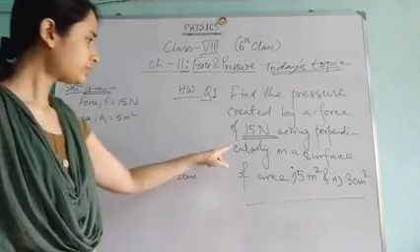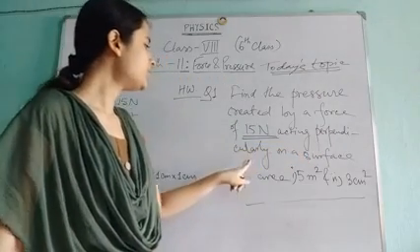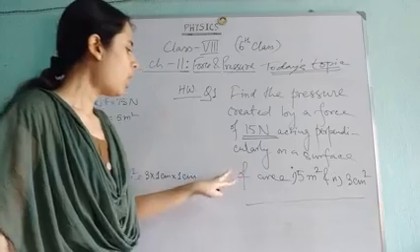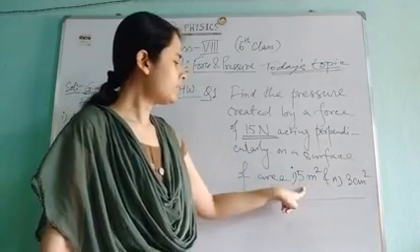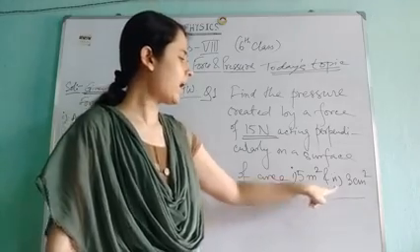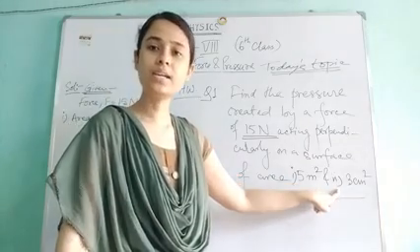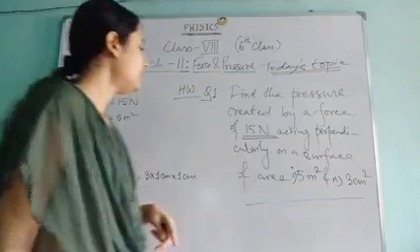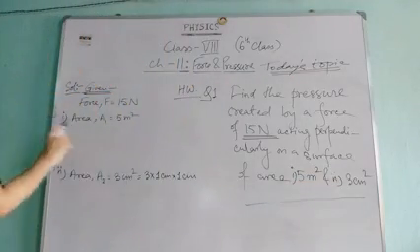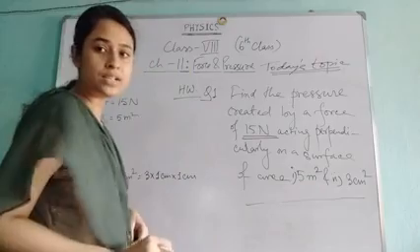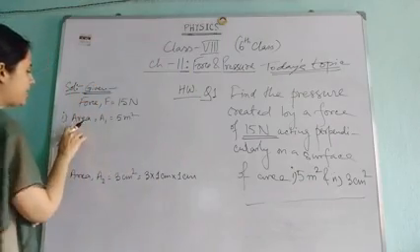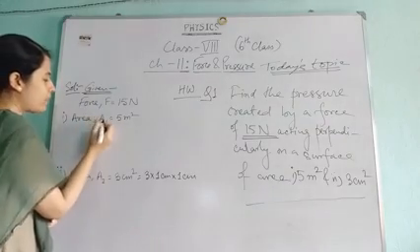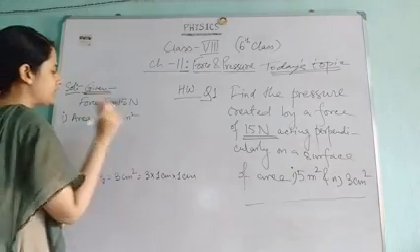Now, acting perpendicularly on a surface of area. So two areas are given. The first area is 5 meters square and the second area is 3 centimeters square. So let us solve the numerical for the first one. That is area. I have written A1 equals 5 meters square.